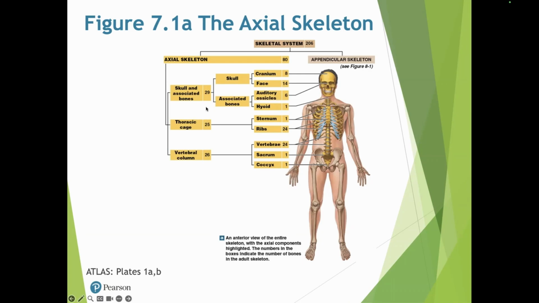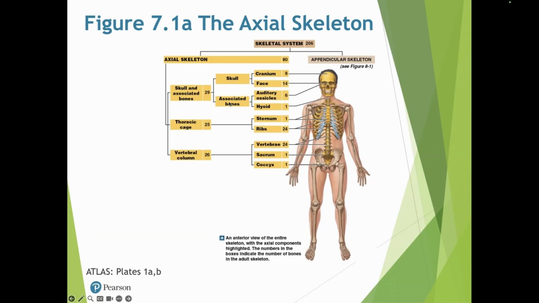If you want to break it down to these three sections: the skull and associated bones, thoracic cage, and the vertebral column. The vertebral column is 26 bones, the thoracic cage 25 bones, and the skull and associated bones 29 bones. We're going to further break this down into the skull and associated bones. Looking into the skull, we can have two separations between the cranium and the face. The cranium has 8 cranial bones, and the face has 14 facial bones.